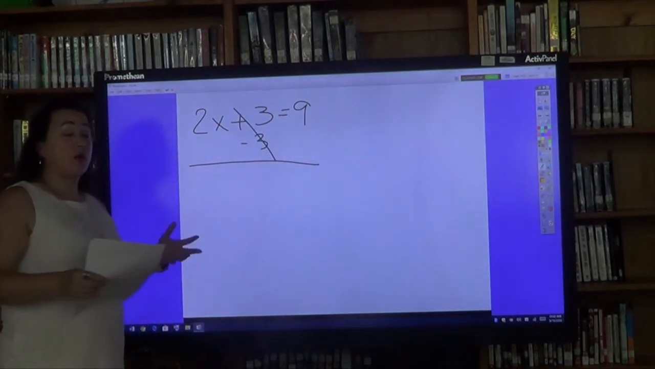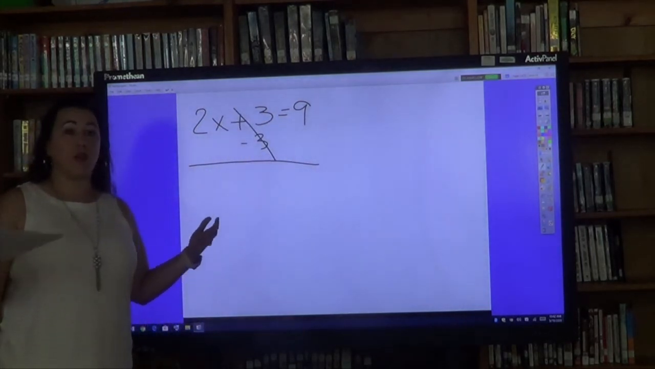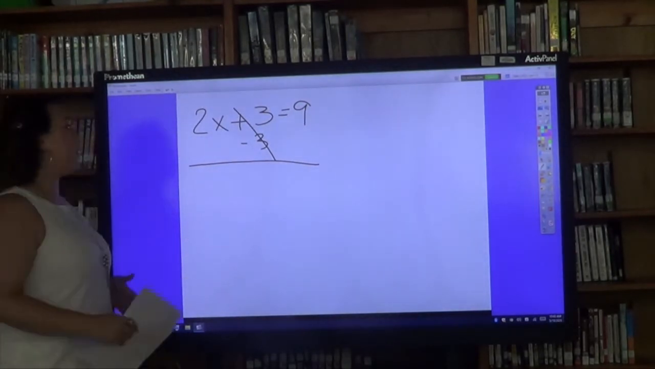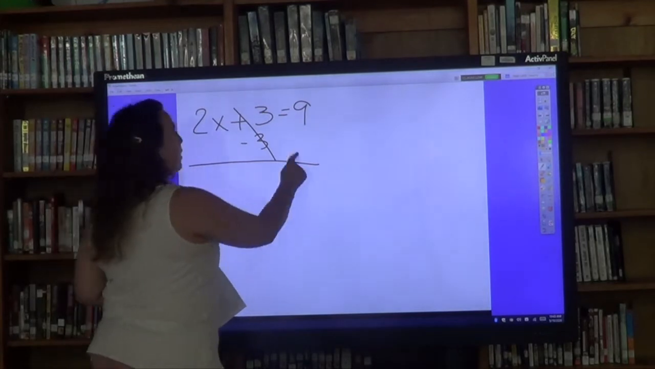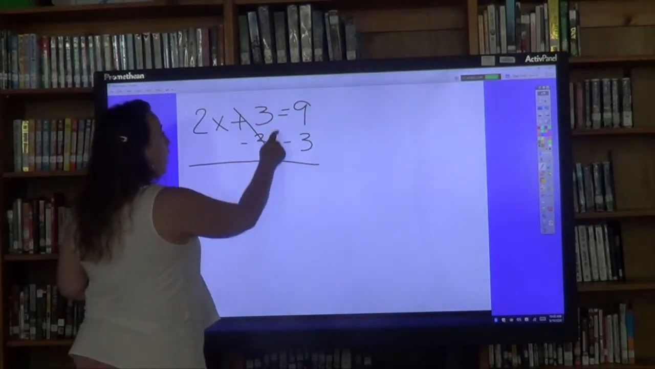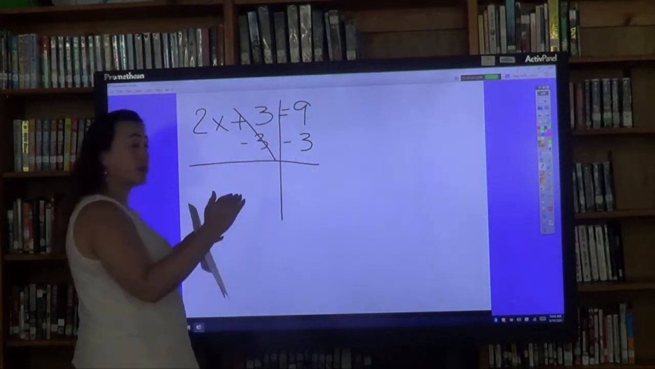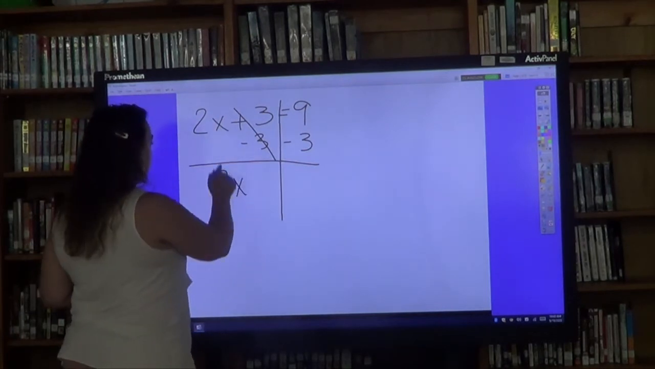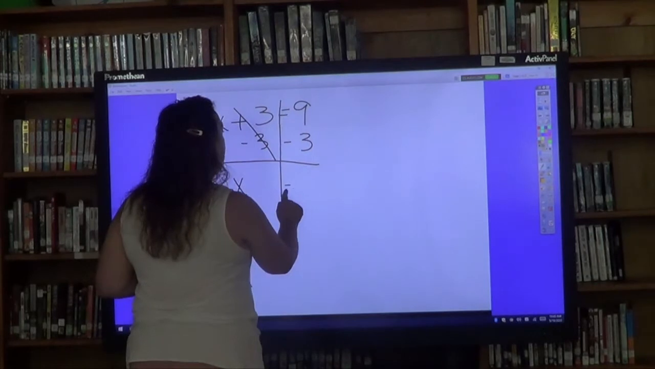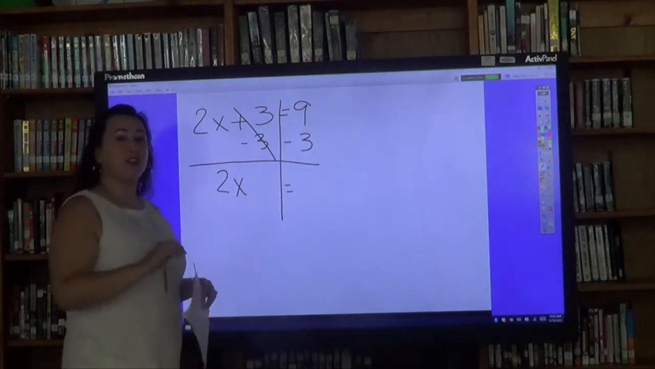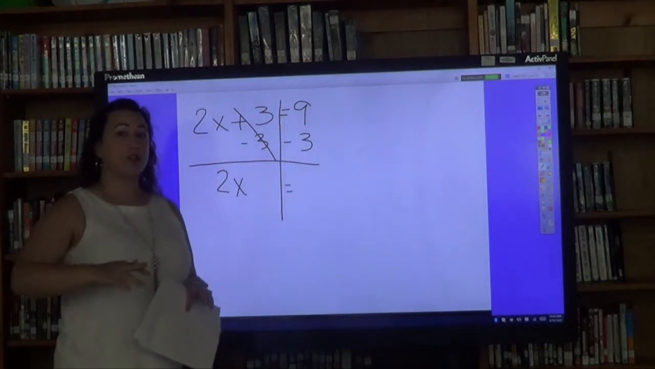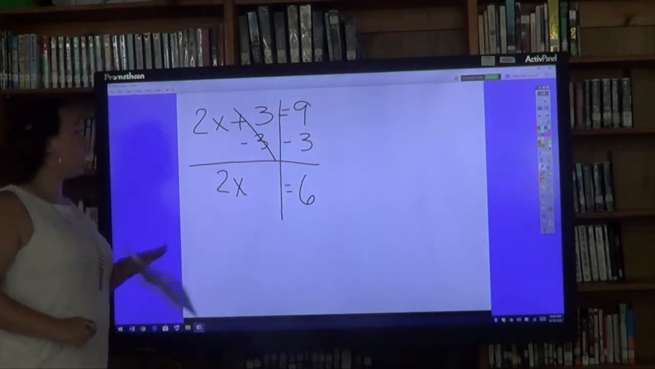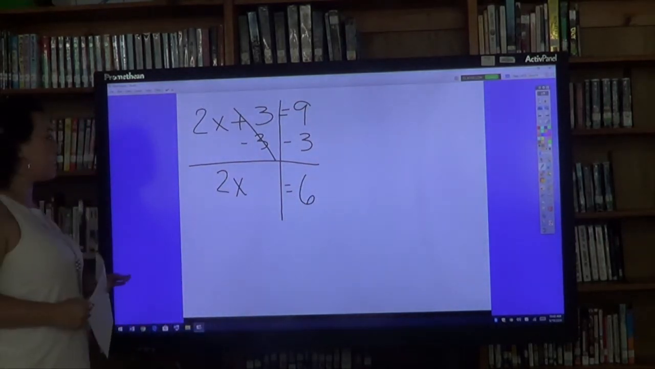Right? Remember, I tell my students it's like a scale. You got to keep it balanced. So, if you do it on one side, you got to do it to the other. So if I subtract 3 here, subtract 3 here. All right, remember this equal sign makes the two sides of your equation. So now I have 2x, just bring it straight down, equals 9 minus 3. Y'all don't forget your sign rules. If your signs are different, you have to subtract. 6, all right, so now my equation is 2x equals 6.